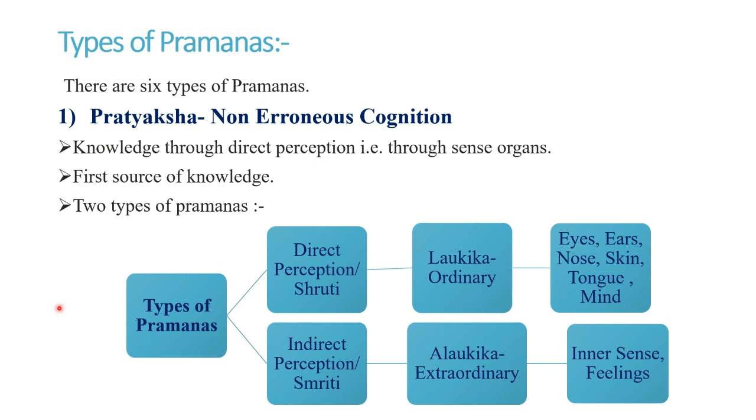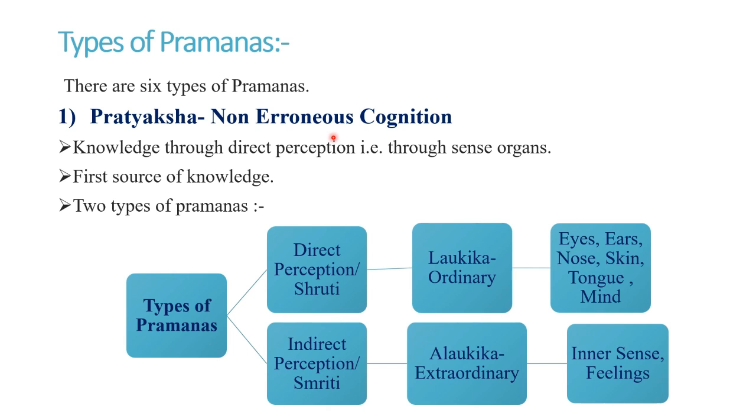Now there are different types of Pramanas, and here comes the very important question: what are these different types of Pramanas? The first type is Pratyaksha. Pratyaksha is non-erroneous cognition. Non-erroneous means there can't be any error in this cognition, this understanding.